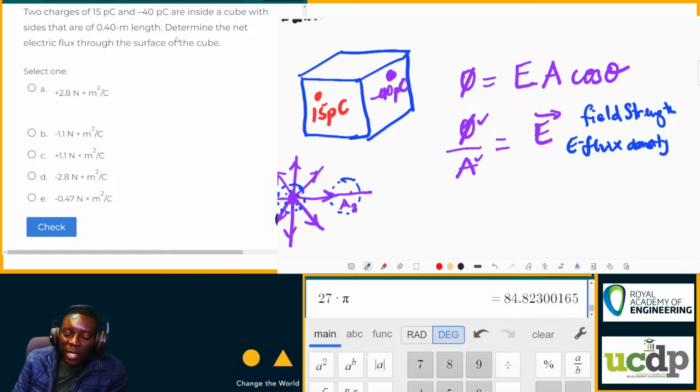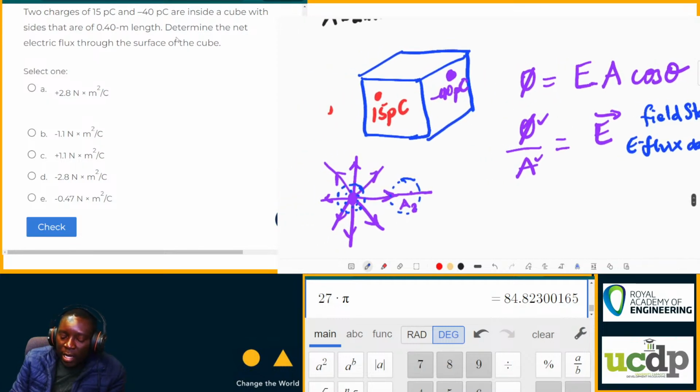We're now looking at flux. But anyway, back to Gauss' law. It was just so that you are comfortable with these terms. They shouldn't be something out of this world.